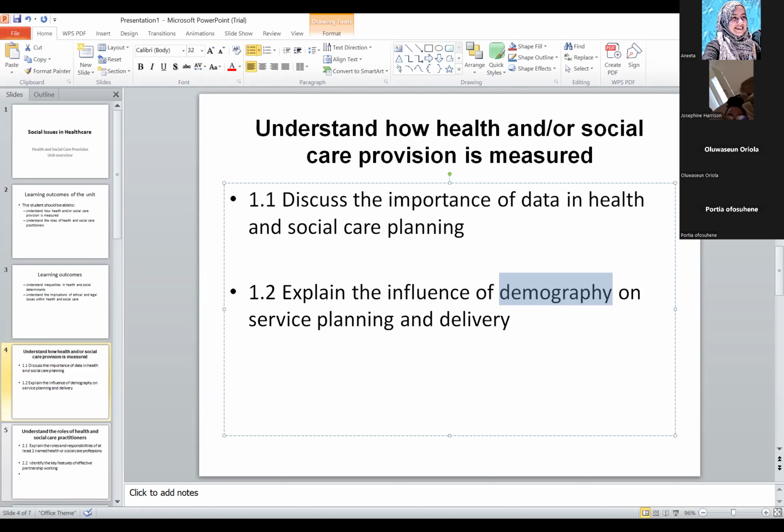So when you're trying to understand how health or social care provision is measured, you would want to explain the influence of demography on service planning and delivery.